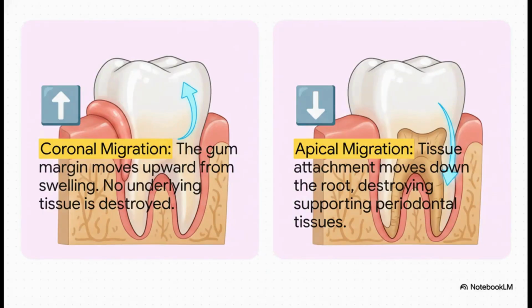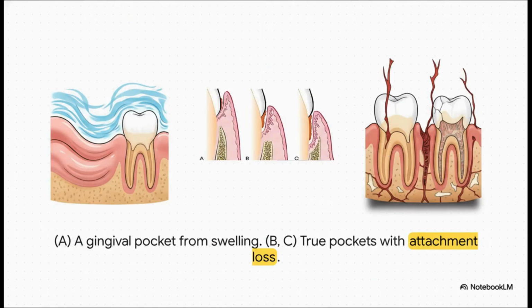So, how does this actually happen? How does it get deeper? Well, there are two main ways this can go down. On one hand, your gum tissue can just get inflamed and swell up, moving up the crown of the tooth. We call that coronal migration. But on the other hand, and this is the more serious one, the actual attachment of the gum to your tooth can start to move down the root, destroying tissue as it goes. That's called apical migration.